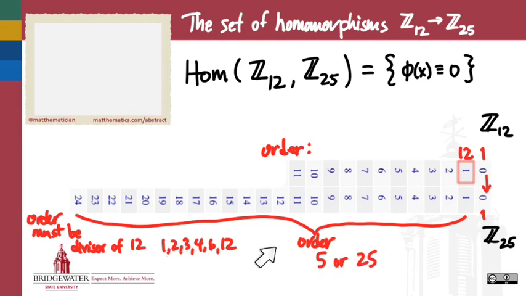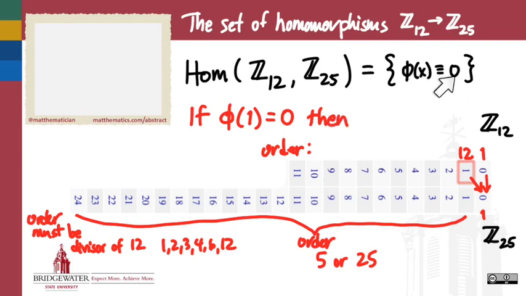And we can't get a match. The only way to get a match between the order that the image must be, because this is a homomorphism, and the orders that actually exist in Z25, is to send 1 to the identity. Now, if I send 1 to the identity, what does that tell me about this homomorphism? Well, it's definitely not 1-to-1. I agree with that. If phi of 1 is equal to 0, then how do we know that phi of all x goes to 0? Why does killing 1 end up killing the whole group Z12?